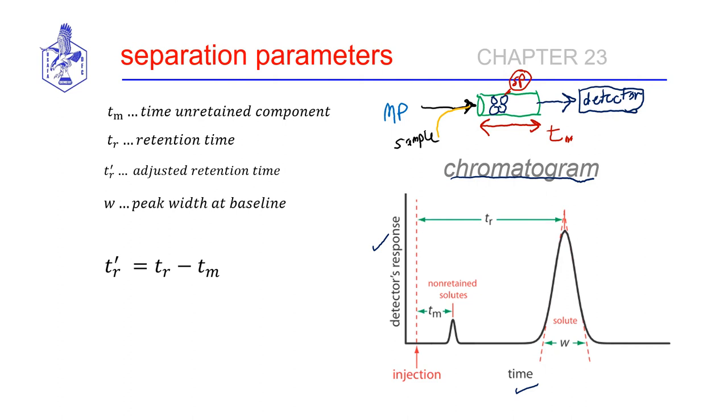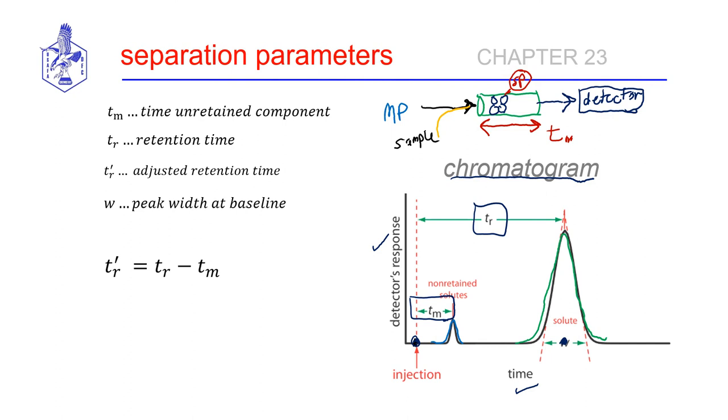So on the chromatogram, we make a note of when the sample was injected. At some point in time, an unretained component will come off. The amount of time it took for that unretained component to come off, we represent as T sub m or T sub zero. If I had a single component in my sample and it came off at some point in time later, according to this nice smooth little peak right here, we defined the retention time for that component, T sub r, as the time between the injection and when it came off, the middle of that peak.